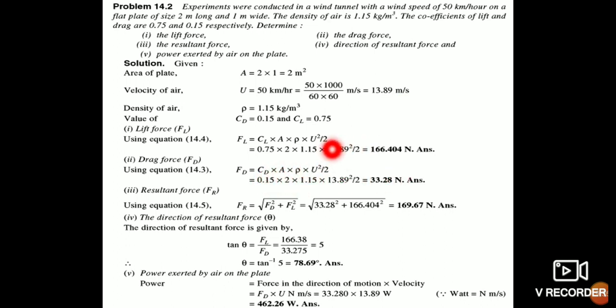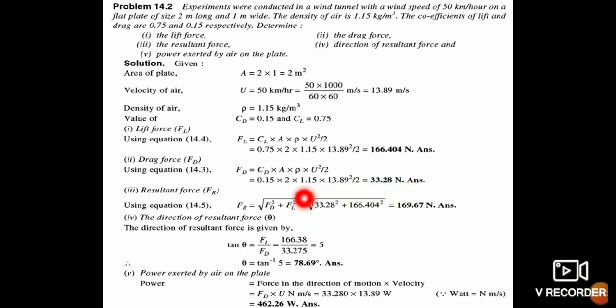So one by one now, it is again a simple numerical. We only have to put in the values. Area A is given, U is known, rho, CD and CL are given. The lift force formula is a simple formula: FL is equal to CL A rho U square divided by 2. Everything is known, nothing is unknown here. So FL is equal to 166.404 Newton. Likewise, the drag force FD is equal to CD A rho U square divided by 2, and since the drag coefficient is known, the drag force is 33.28 Newton.